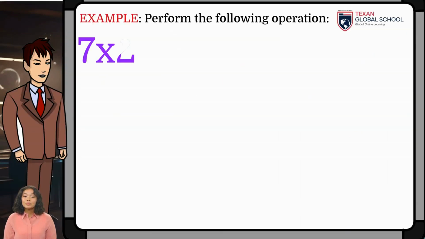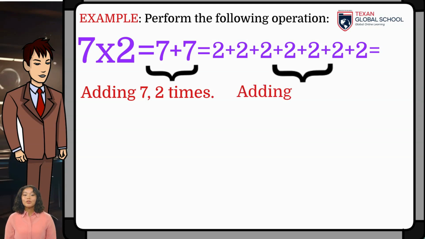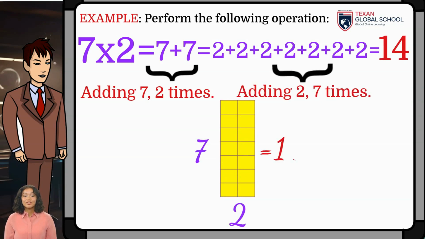If we now multiply 7 by 2, this means that we add 7 2 times, or we add 2 7 times. Therefore, 7 times 2 is 14. The model represents 7 rows by 2 columns, thus having 14 squares or 14 ones. Hence, we conclude that 7 times 2 is 14.